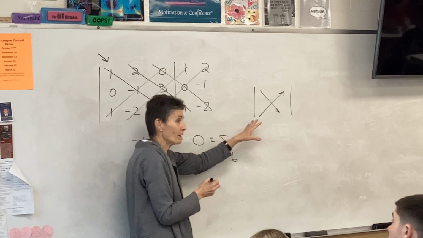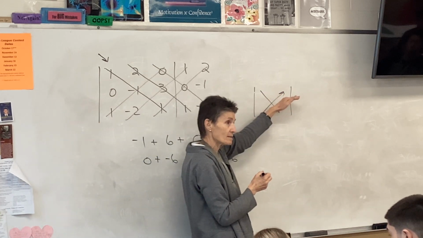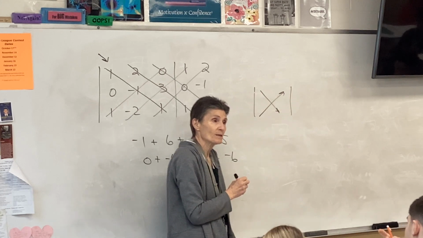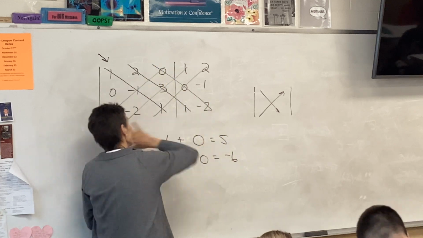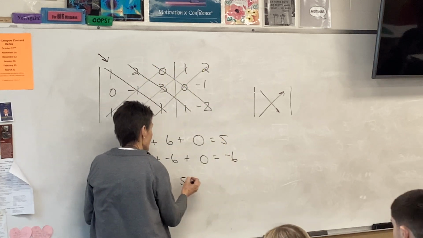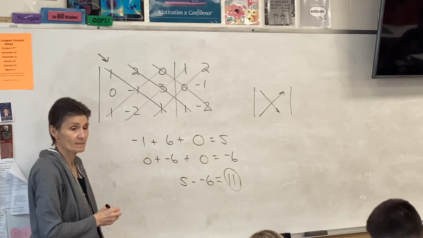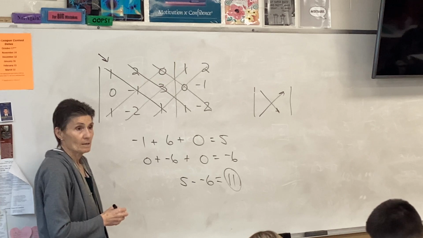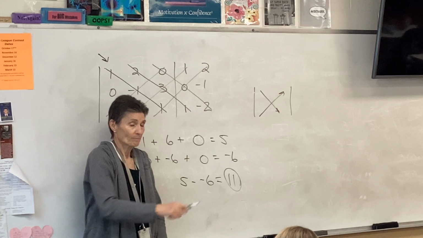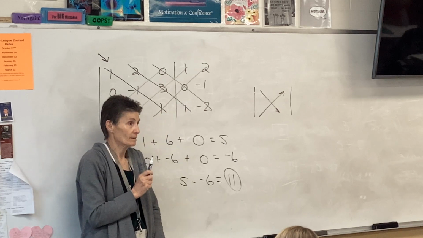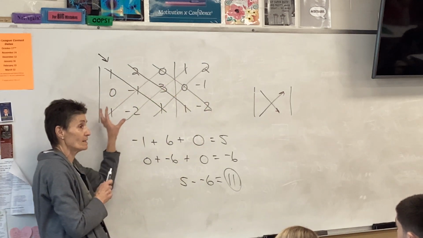So think back to the 2 by 2s. You do these, you multiply these, and you multiply these, and then what do you do with those two numbers? Subtract. So I've got these, all of these are 5, all of these are -6. So now I'm going to subtract those two numbers, and the determinant is 11. So it's the same exact idea. Multiply, multiply, subtract. Except you've got more of it because the determinant is bigger.